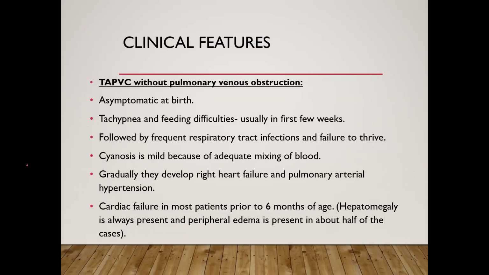Clinical features. The clinical features vary depending on whether obstruction is present or not. Without obstruction, they are usually asymptomatic at birth, with tachypnea and feeding difficulty usually in the first few weeks, followed by frequent respiratory tract infections in view of increased pulmonary blood flow. Cyanosis is mild because of adequate mixing of blood in the RA. Gradually, they develop right heart failure, as we discussed, and pulmonary arterial hypertension. Cardiac failure in most patients occurs prior to 6 months of age, and they present with hepatomegaly, which is always present, and peripheral edema, which is present in about half of the cases.